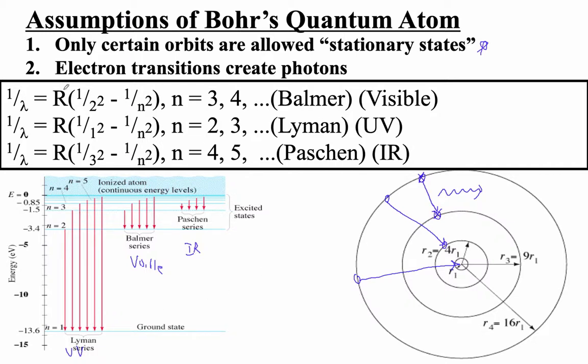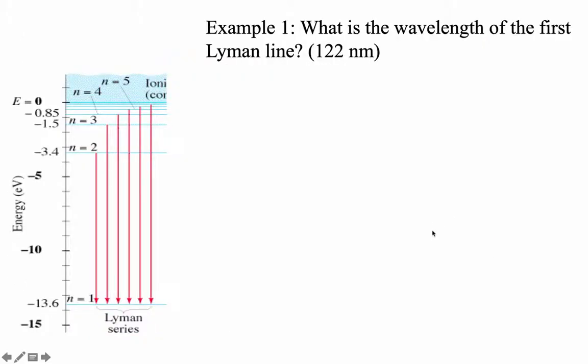Okay, so these are the first two assumptions, right? That there's only these certain stationary states allowable, and that the transitions between these orbits are what create photons. It goes from one to another, and the energy difference turns into a photon, a particle of light. Okay, so let's look at some example problems. These are off like IB tests, right? What's the wavelength of the first Lyman line? Well, here they are. This is the first one, the second one, the third one, the fourth one, right?